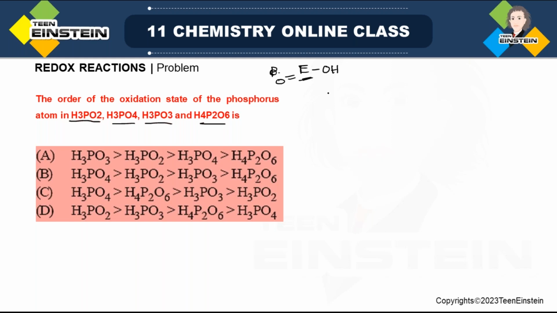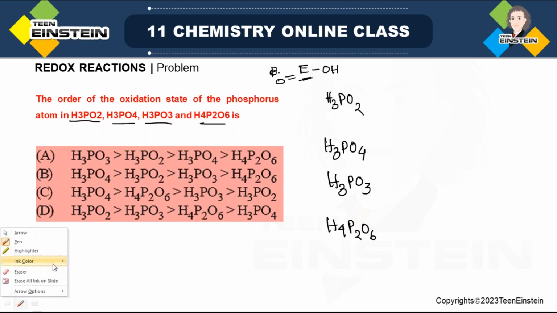The first molecule, H3PO2. Then we have H3PO4. Then H3PO3 and H4P2O6. So, the order of oxidation state of phosphorus atom in these 4 molecules. Phosphorus is the central atom for all the 4 molecules. You have to calculate the oxidation state and then arrange them according to the order.